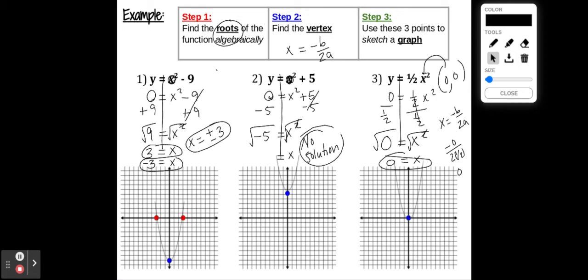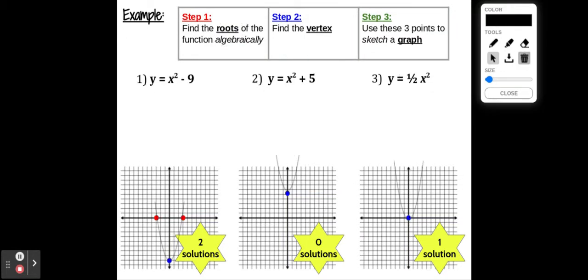So here you have examples of 2 solutions in number 1, no solutions, 0 solutions in number 2, and in number 3 you have 1 solution. Again, remember the solutions are the places where the parabola touches the x-axis. They're the x-intercepts.